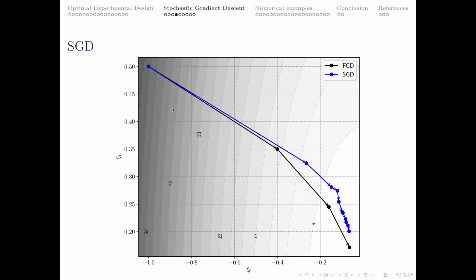So here I am illustrating the optimization path for both the full gradient descent in black, where we take the true gradient to perform optimization, and the stochastic gradient descent in blue, where we do have some noisy gradient estimates. However, we are still able to converge, even though we are decreasing the step size.